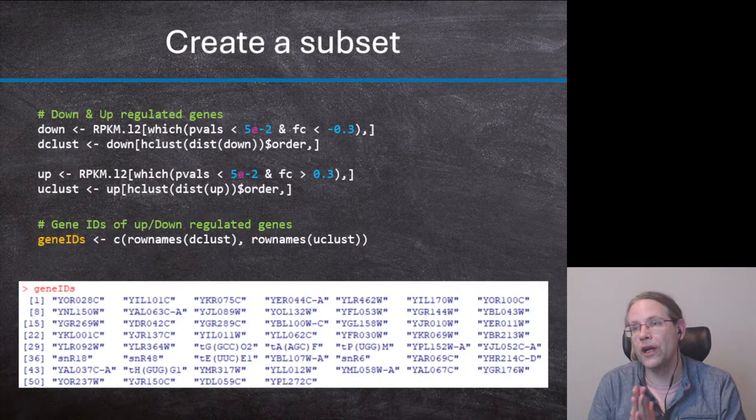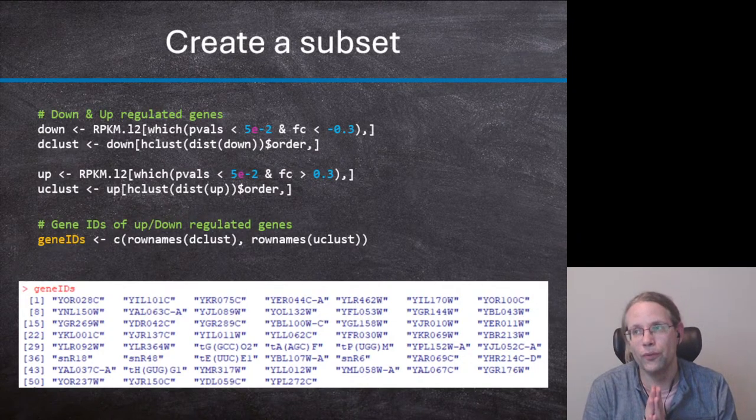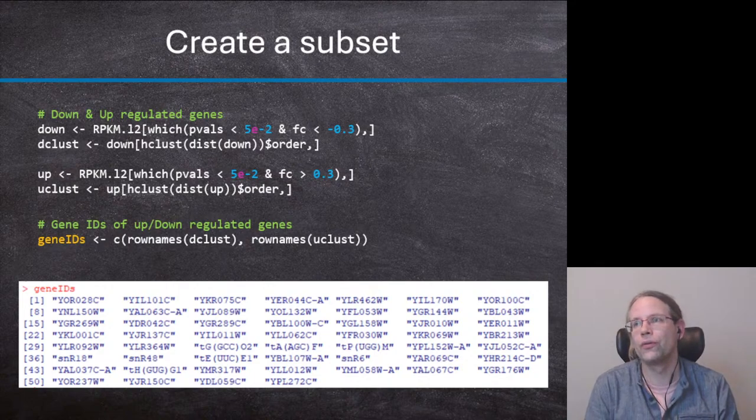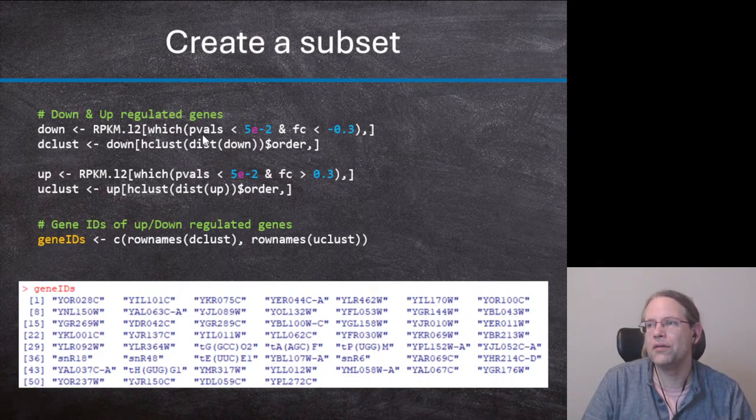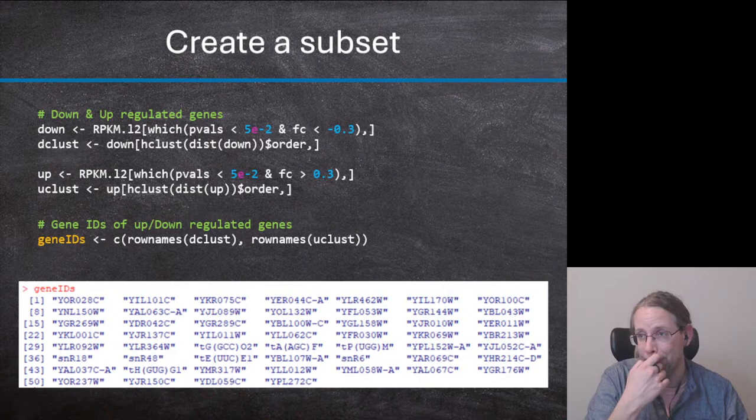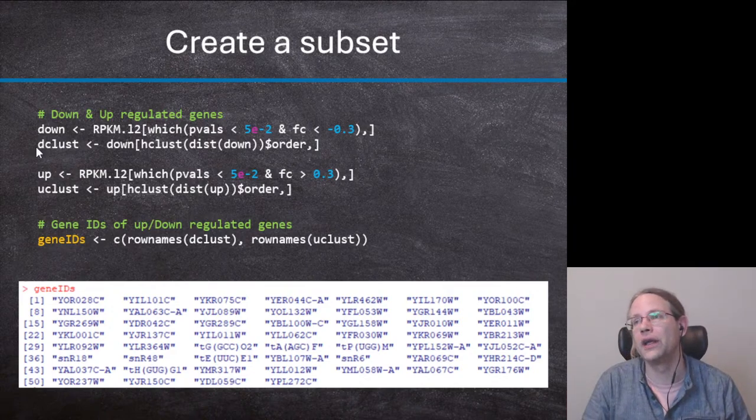All right, so now we want to create a subset, right? So we're going to now say two thresholds, right? So I'm going to say which of the p-values were significant and the fold change is smaller than minus 0.3. And I'm going to call this down. Right, so I'm taking my matrix of my RPKM log2 transformed data, and I'm only keeping the rows for which the p-values were significant and the fold changes were below minus 0.3. And I'm going to say this is down-regulated. Right, so the down-regulated ones are here.